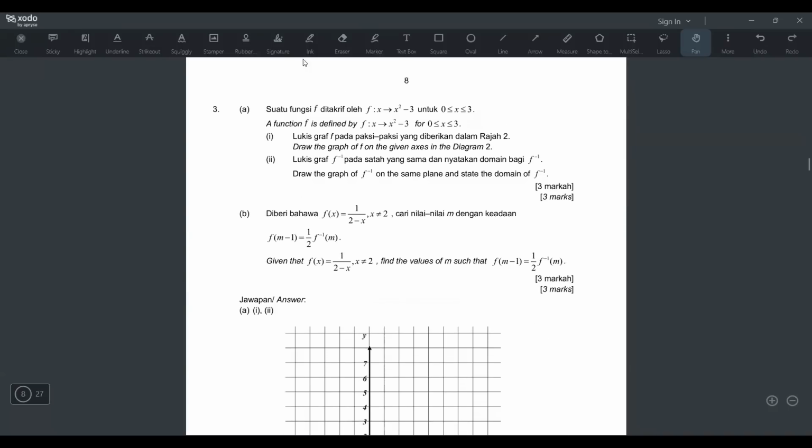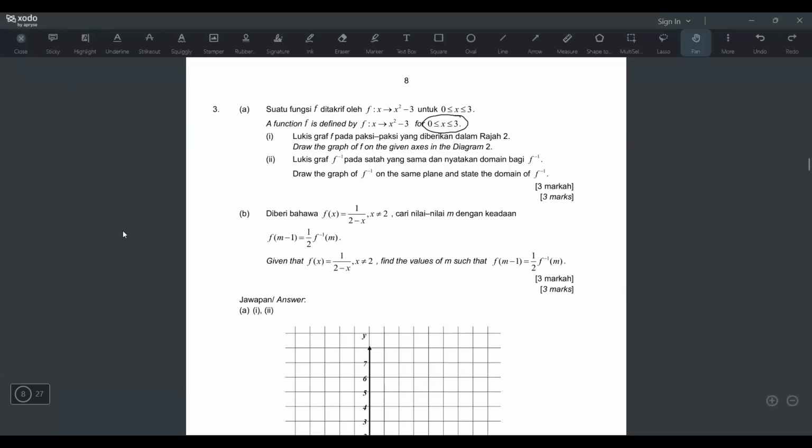Okay, I will do number 3 now. Number 3a: a function f is defined by f(x) equals x squared minus 3 for x between 0 and 3. This is a quadratic, x squared. They want to restrict the domain, or you can say the object. The first point's x coordinate is 0, and the last point's x coordinate must be 3. Then they say draw the graph of f on the given axis in diagram 2.